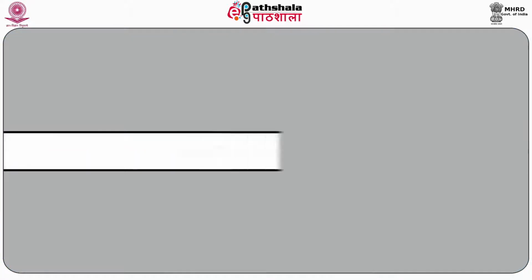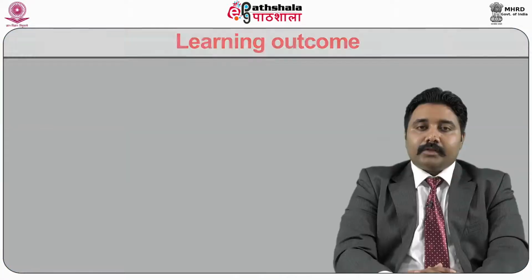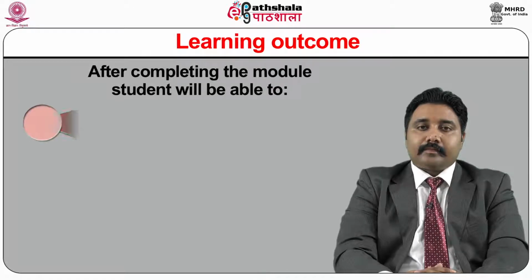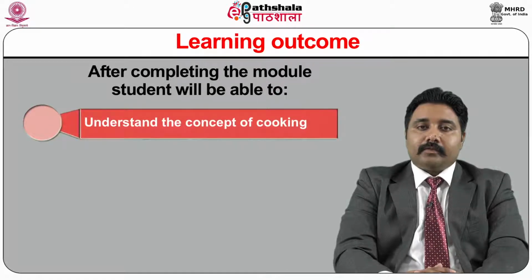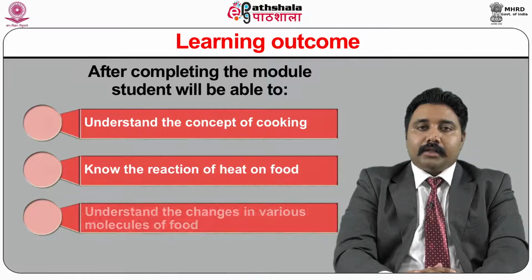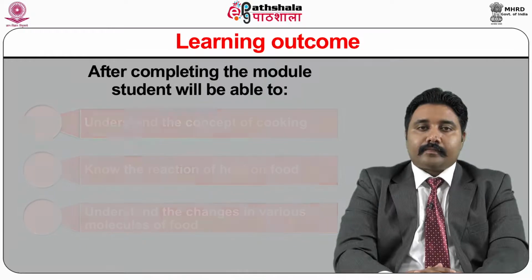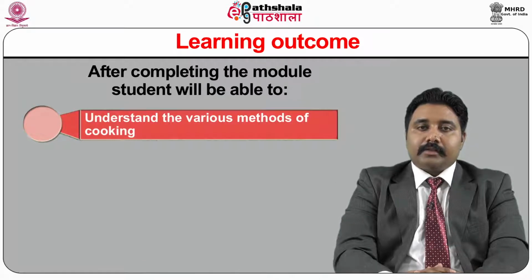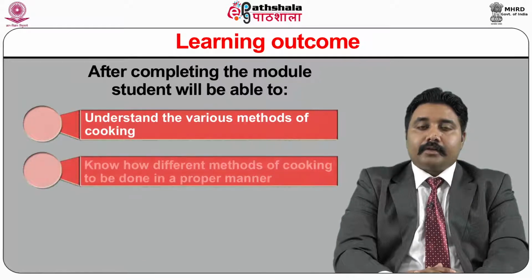Today, we shall be taking module number 17 titled Methods of Cooking under paper Food Production Operations and Management. The learning objectives of this module are: understand the concept of cooking, know the reaction of heat on food, understand the changes in various molecules of food, understand the various methods of cooking, know how different methods of cooking to be done in a proper manner.